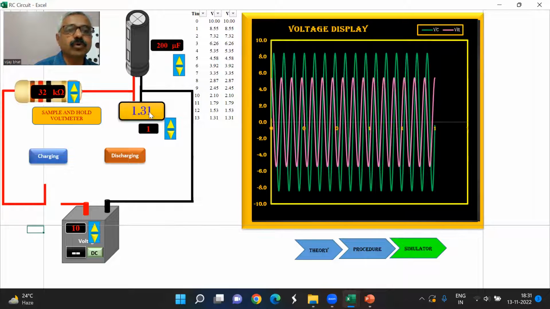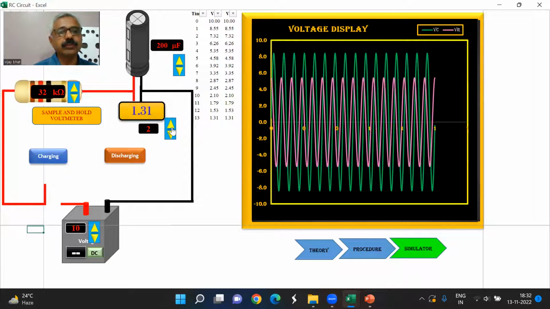This is the sample and hold voltmeter. In this sample and hold voltmeter, we can take the reading and hold the reading for a particular duration of time during the experiment. So we can decide for how long we want to retain the reading. So we can change this retention period.